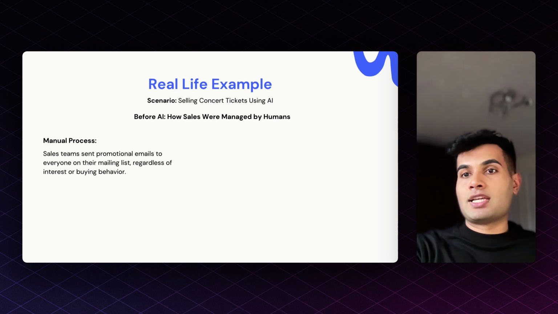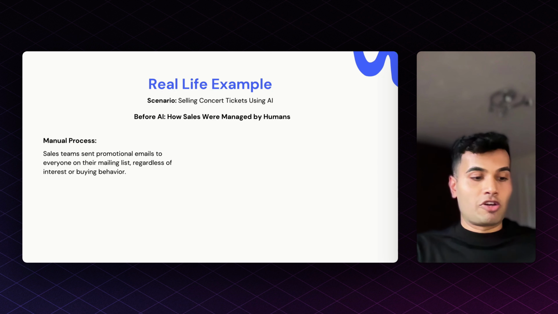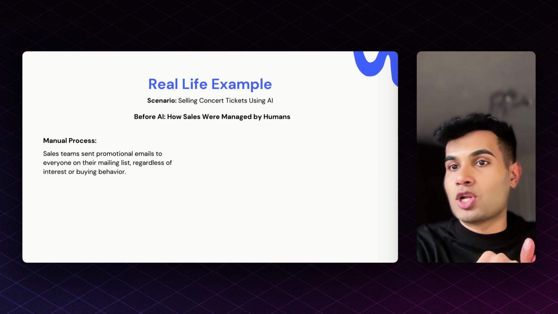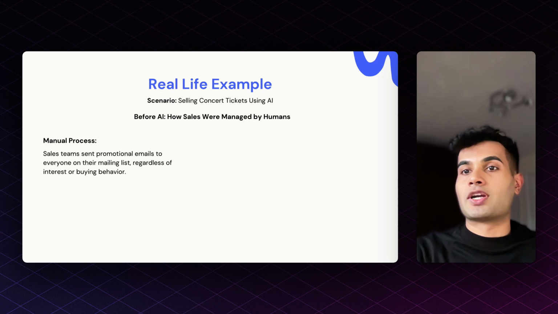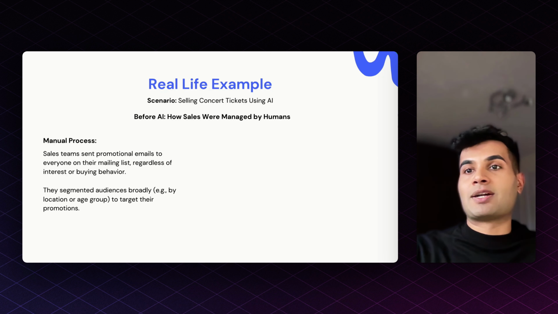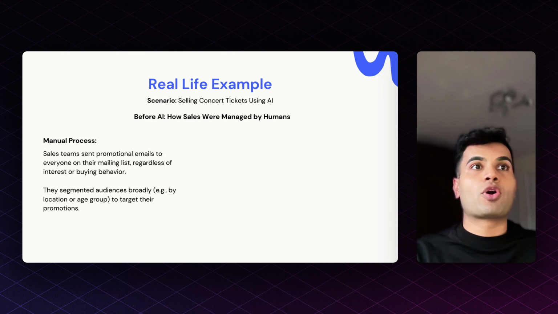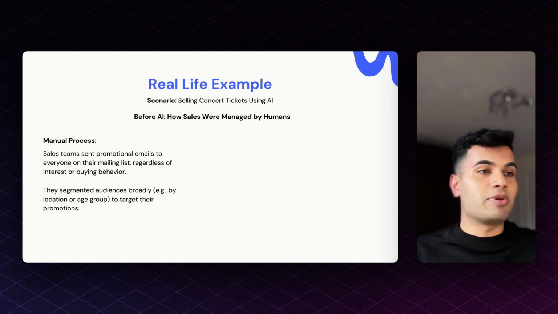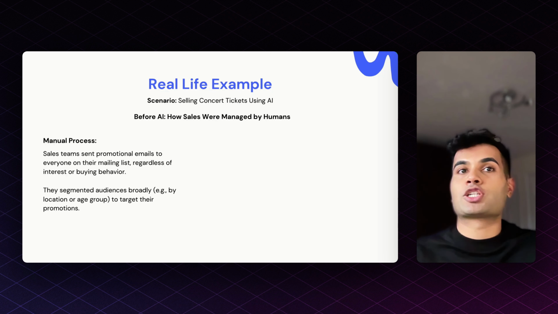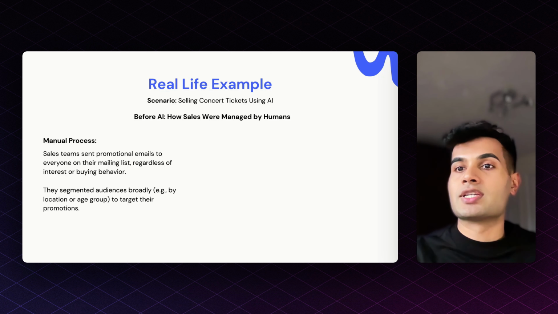They would send various emails to everyone on their mailing list, regardless of whether I'm interested in the actual artist performing or if I've ever gone to a concert before. In the non-AI approach, we segmented audiences very broadly, maybe just based on location, maybe the city you live in, maybe just the age group. We use this because it's the easiest way to target our promotions.